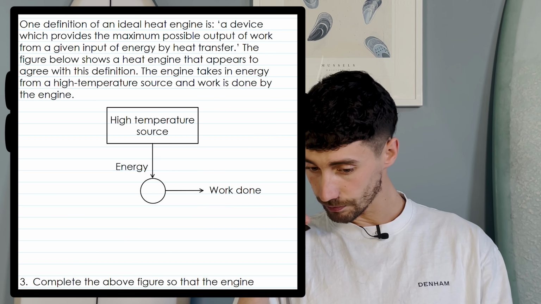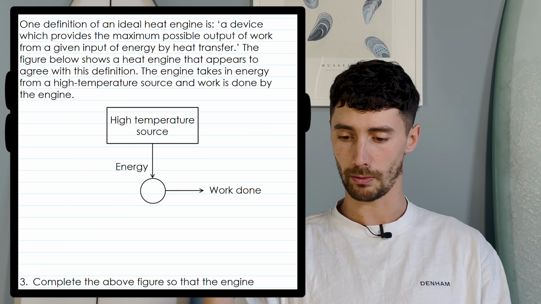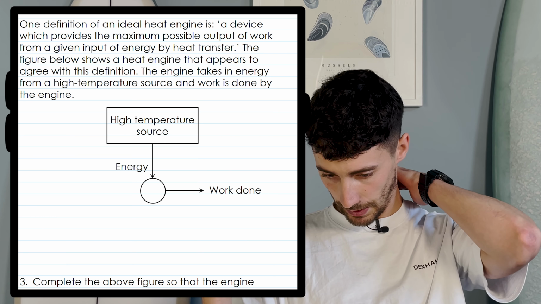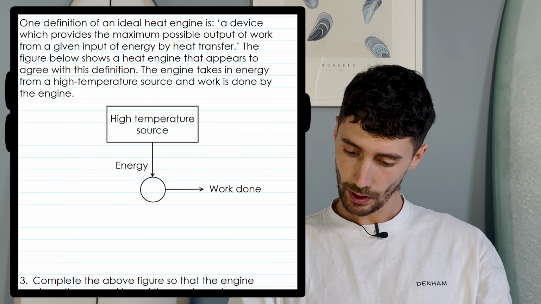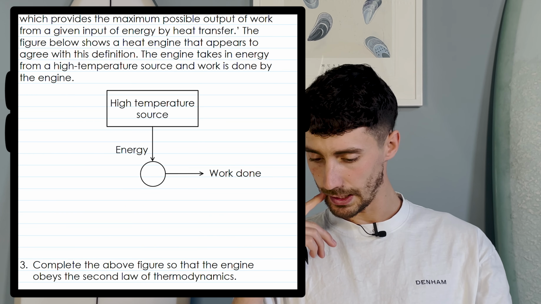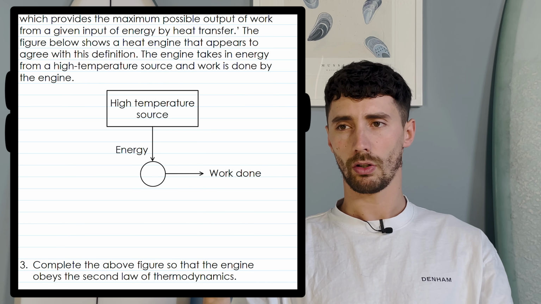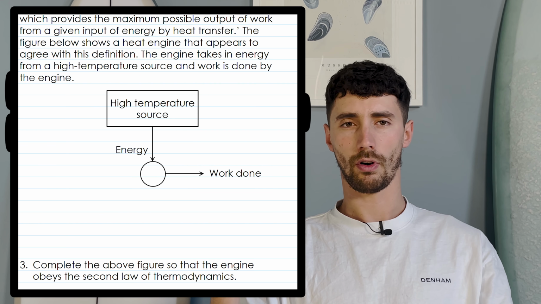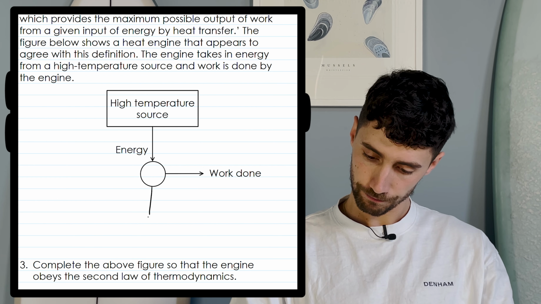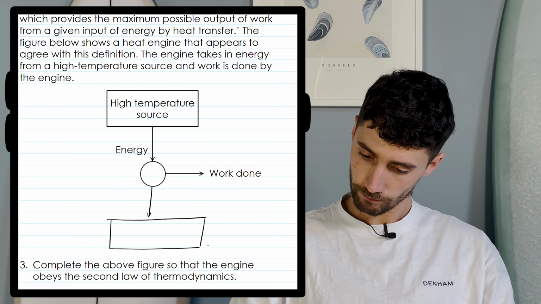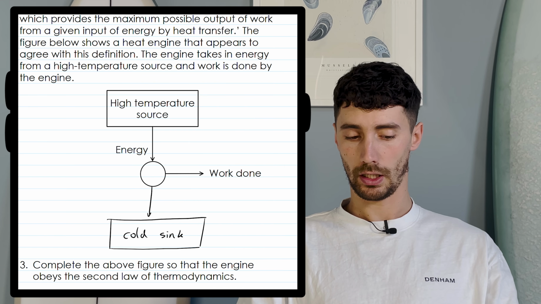Right, next question. One definition of an ideal heat engine is a device which provides the maximum possible output of work from a given input of energy by heat transfer. The figure below shows a heat engine that appears to agree with this definition. The engine takes in energy from a high temperature source and work is done by the engine. Question 3, complete the above figure so that the engine obeys the second law of thermodynamics. Remembering that entropy must increase, we know that energy cannot flow from a cold source to a hot source. We must have a cold sink in order for a heat engine to work.